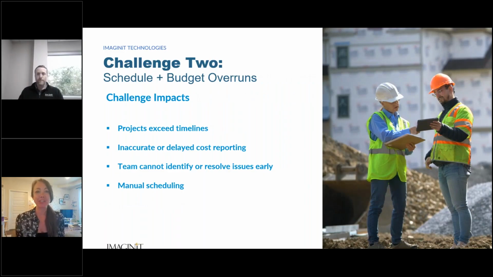Thanks, Vince. All right, so challenge number 2 for general contractors is schedule and budget overruns. Some of the impacts that we're feeling from that specific challenge is that our projects tend to exceed timelines, and we don't really have insight into that as we're going through the project. So we're not able to capture trajectory or project trending until the project is over. And at that time, it's a little bit too late to course correct, right?